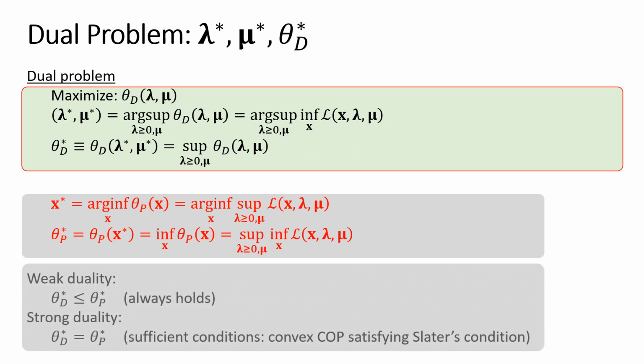And what we shall see now is that weak duality always holds. This is the condition where theta d star is always less than or equal to theta p star. The maximum of the dual is always less than or equal to the minimum of the primal. And under certain circumstances, the two are equal. So theta d star equals theta p star. That's what we shall be looking at next.